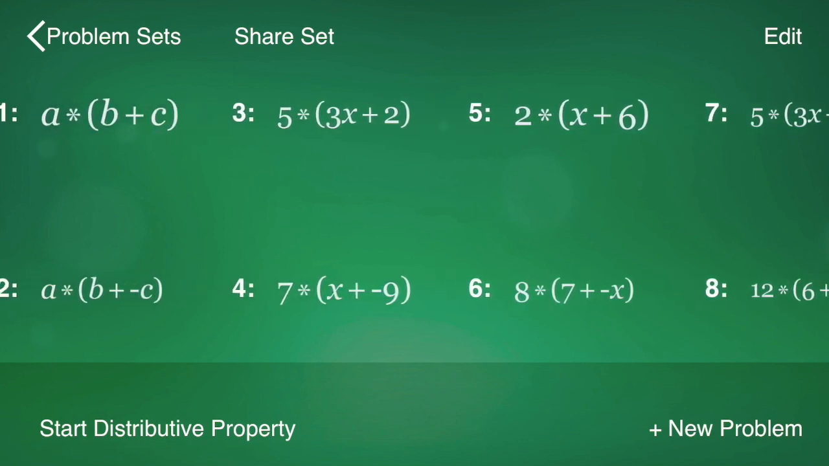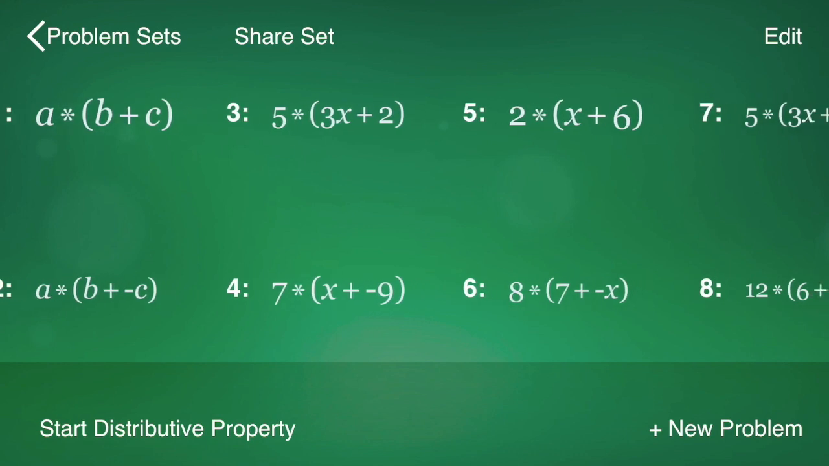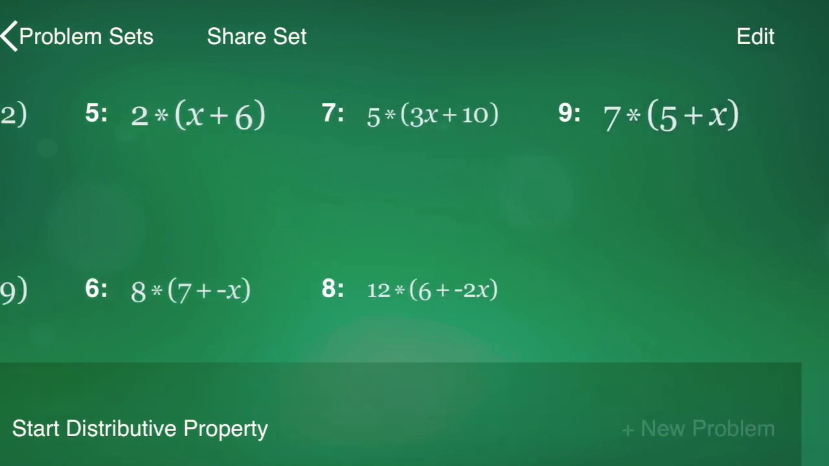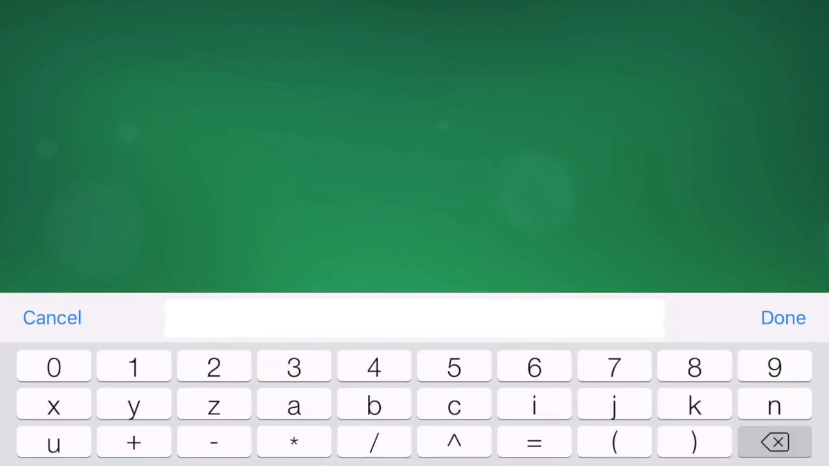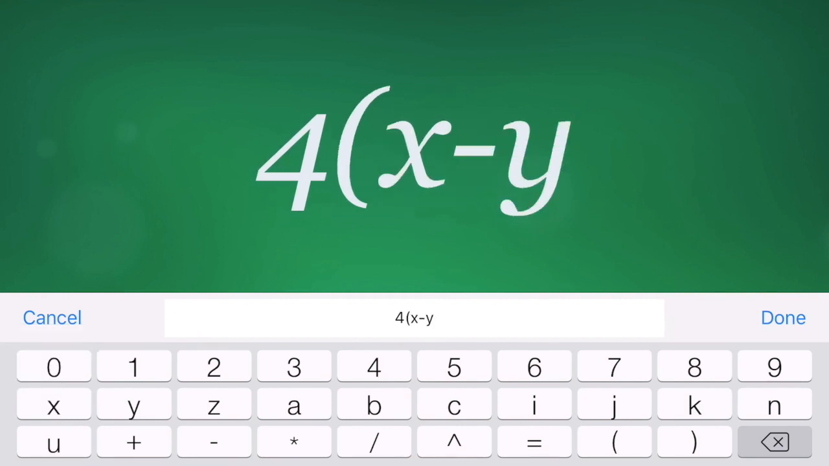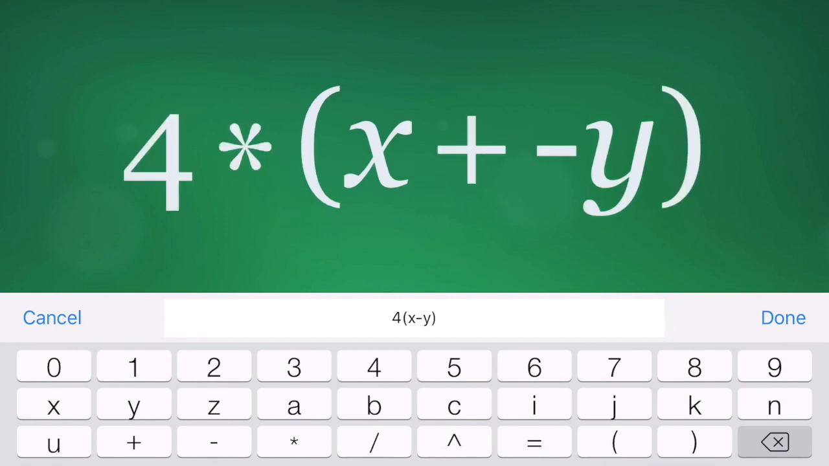Finally, for number 14, all right, we don't have it on here right now, so what I'm going to do is create it by tapping new problem, and it was 4 being multiplied by x take away y, and then close parentheses. And of course you can see that in the little bar between cancel and done, it does say what it looks like on your paper, but on Algebra Touch it does look a little different.